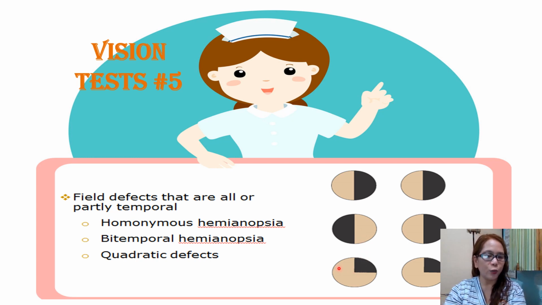And then another disorder is the quadrantic defect, known as quadrantanopia. Okay, it refers to the anopia that is affecting a quarter of the field of vision. So yan, quarter of the field of vision. Right.